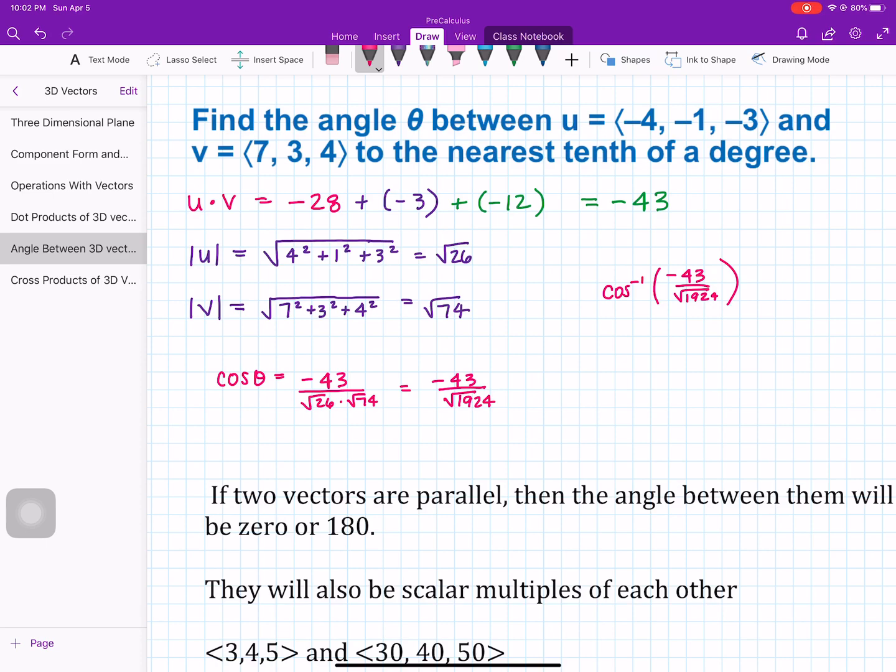Make sure your calculator's in degree mode before you start. Most of the time when we deal with vectors, we want them to be in degrees. If we ever want them to be in radians, your directions will tell you so. And you're going to get a decimal. It's okay. The angle between these two vectors is 168.61.